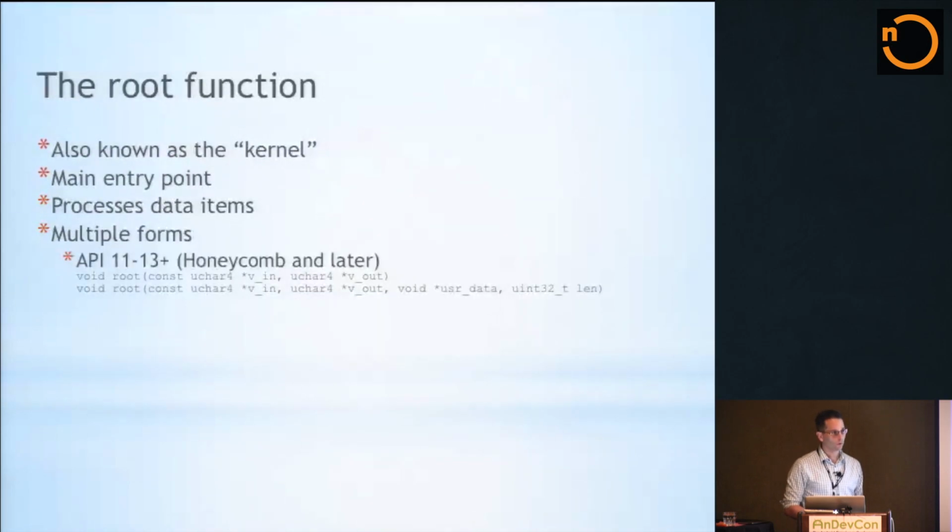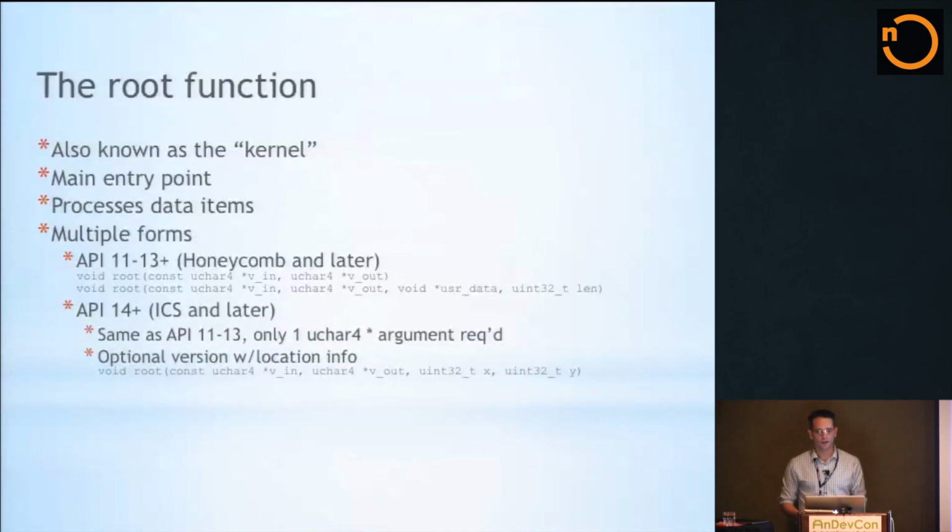It can have multiple forms, like I touched on before. So when RenderScript was first introduced back in Honeycomb, there were some fixed forms that you had to follow. Originally, you had to have exactly 2 arguments, and then it was expanded out. You could have the same 2 in and out arguments, and then you could also pass some user context data to it. Starting with Ice Cream Sandwich in API level 14, the same 2 APIs or forms existed, but now you could also include location information.